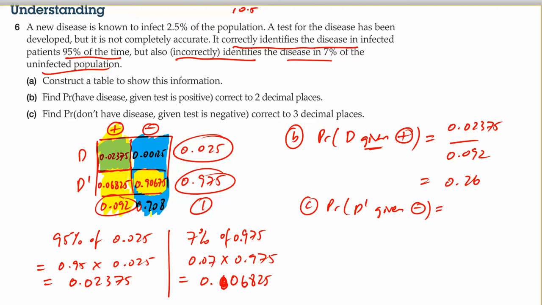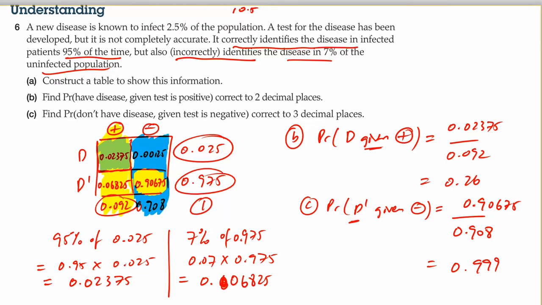So the total is 0.908, because that's my new total, or the new sample space. And out of that sample space, the one we want is those that don't have the disease, which is 0.90675. When I calculate the probability, I get around 0.999.